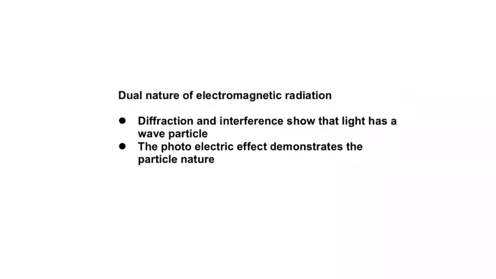One last thing on the dual nature of electromagnetic radiation. Diffraction and interference show that light behaves as a wave, while the photoelectric effect demonstrates the particle nature of light. We are going to talk about this photoelectric effect in detail in grade 12. And then diffraction was a topic in grade 11, but it's not there anymore.